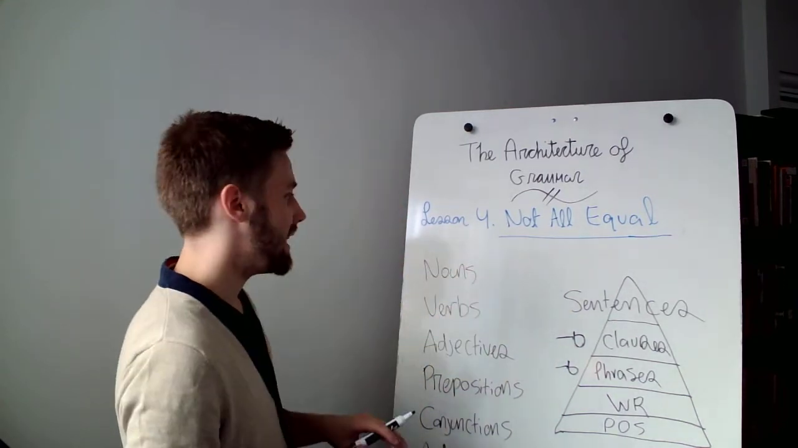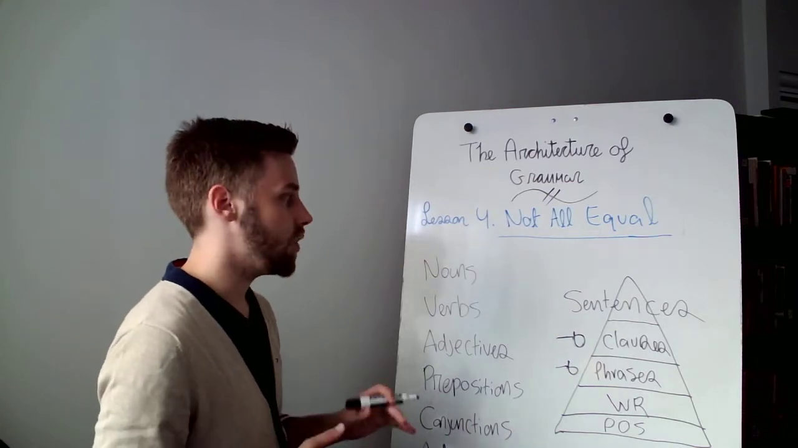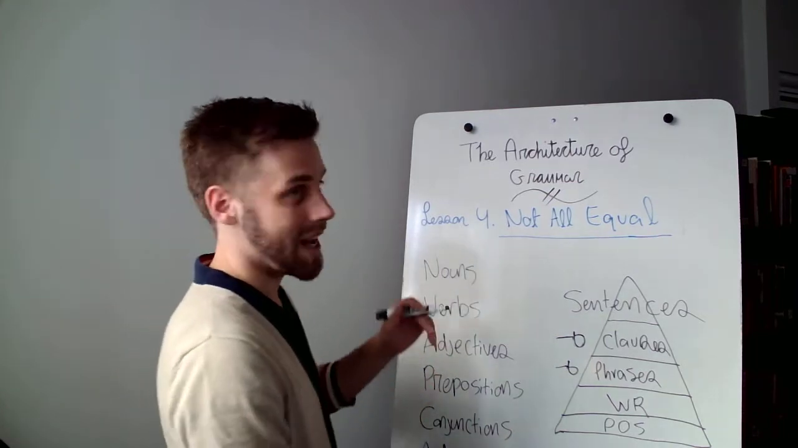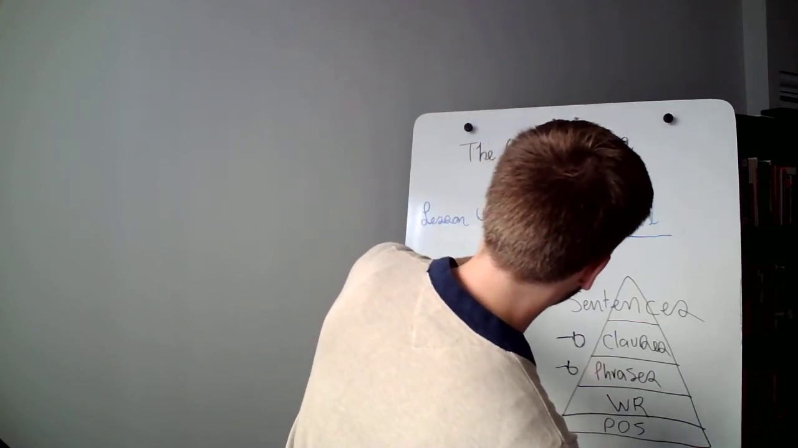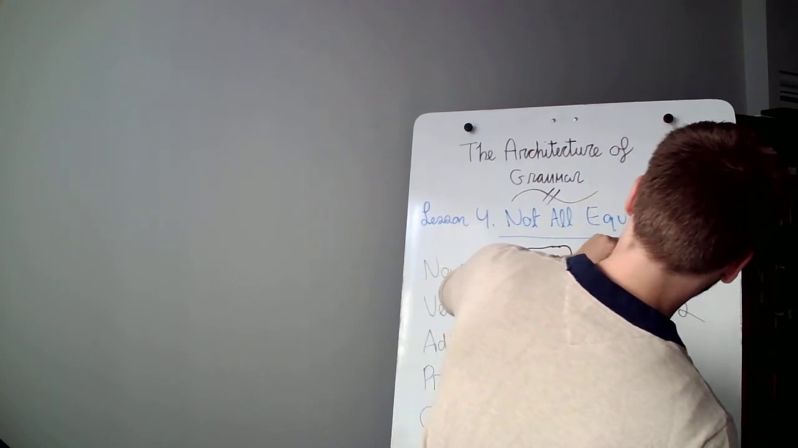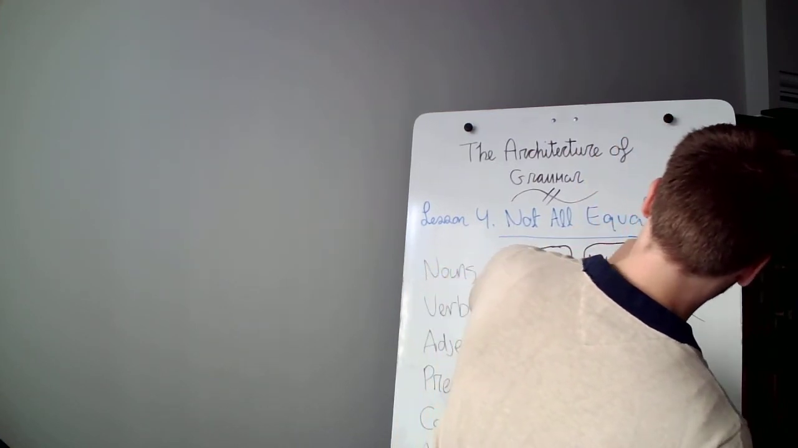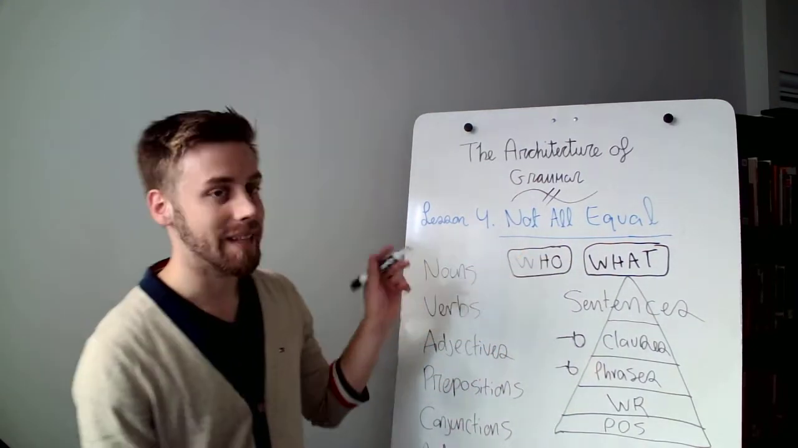are the grammatical requirement, the basic requirement to have a grammatical sentence. Remember, we have the who and the what. I'm just going to write who and what. So this is the basic grammatical requirement that we need.